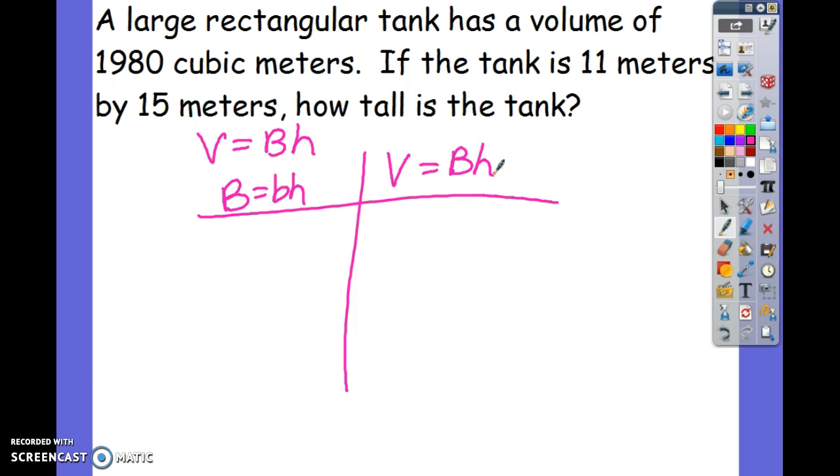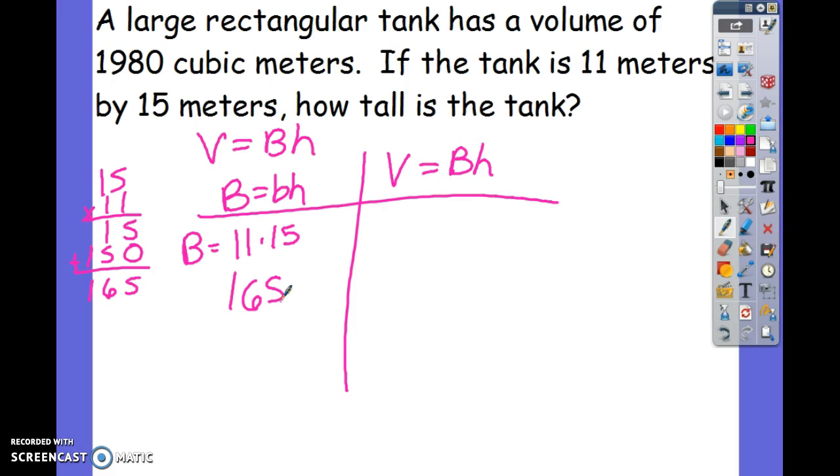We are told that the tank is 11 meters by 15 meters. How tall is the tank? So the height is what we do not know. So we are going to substitute in 11 times 15 and solve for the area of the base. The height of the prism is what we do not know. So we go off to the side and let's multiply 15 times 11. 1 times 5 is 5, 1 times 1 is 1, 0 placeholder, 1 times 5 is 5, 1 times 1 is 1. And you add, and you get 165. So we know the area of the base is 165.